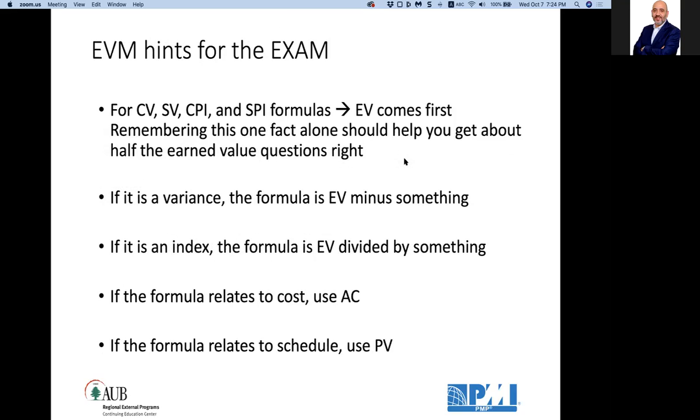Okay. Hence for the exam, for the cost variance, schedule variance, cost performance index, and schedule performance index formulas, always earned value comes first. Remembering this one fact alone should help you get about half of the questions right. If it's a variance, the formula is earned value minus something. If it's an index, the formula is earned value divided by something. If the formula relates to cost, that something is actual cost. If the formula relates to schedule, that something you subtract or divide is the planned value.